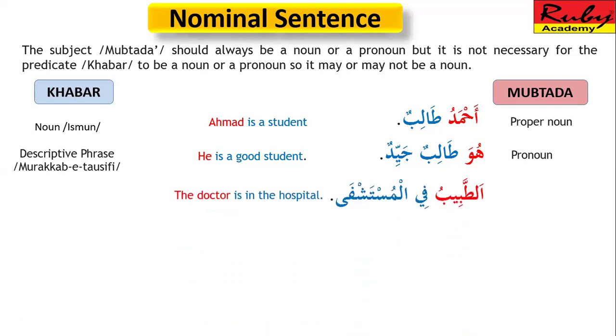Third sentence. الطبيب في المستشفى. The doctor is in the hospital. الطبيب is mubtada. في المستشفى is khabar. So mubtada is a common noun and khabar is here a prepositional phrase, fil mustashfa, which is called in Arabic murakkabe jari.